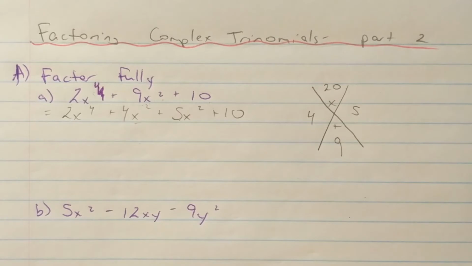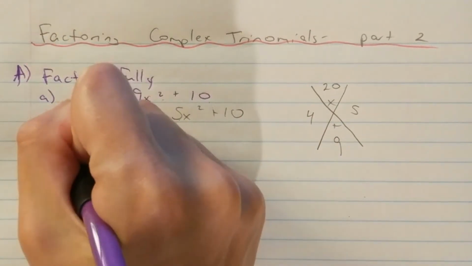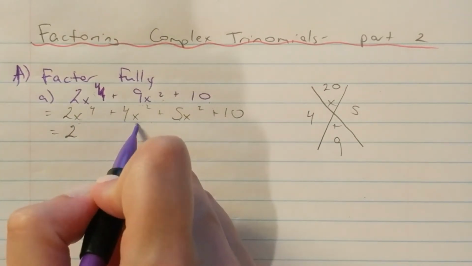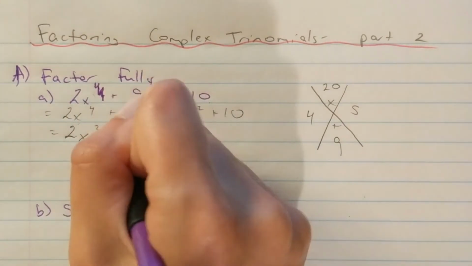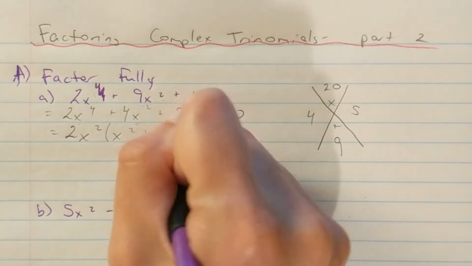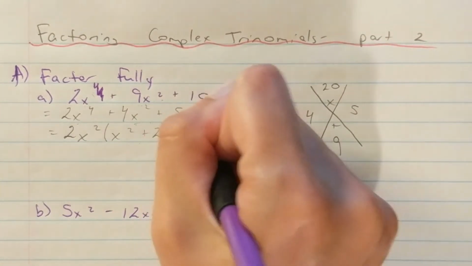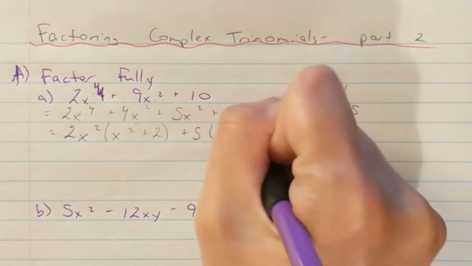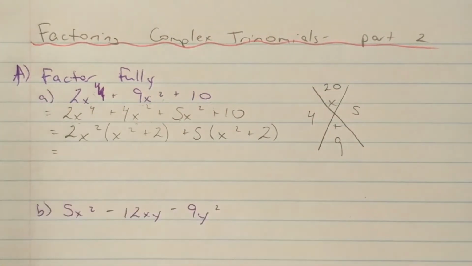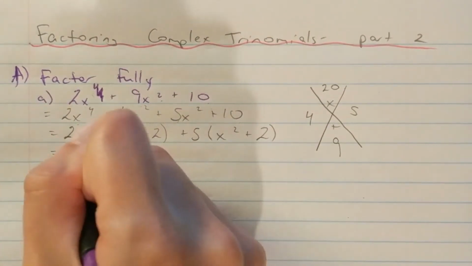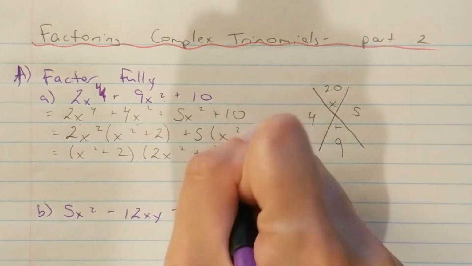I'm going to common factor my first two terms here. I can pull out a 2, and I can also pull out x squared. That leaves me with an x squared and a 2. In my second pair here, I can pull out a 5, leaving me with x squared, once again, plus 2. Okay, I common factor, I have x squared plus 2, 2x squared plus 5.